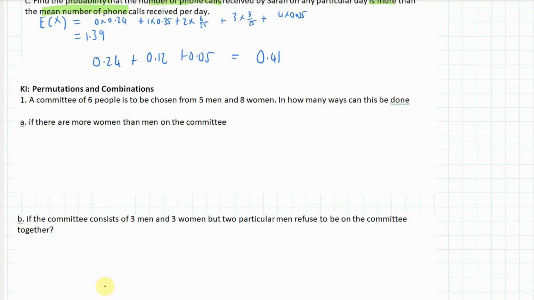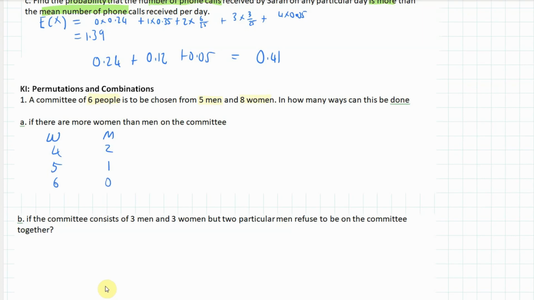A committee of 6 people is to be chosen from 5 men and 8 women. How many ways can this be done if there are more women than men on the committee? Okay, so if there's going to be more women than men, we've got women, men, we could have 4, 2, that's one way we could do it. Or we could have 5, 1, or we could have 6, 0.